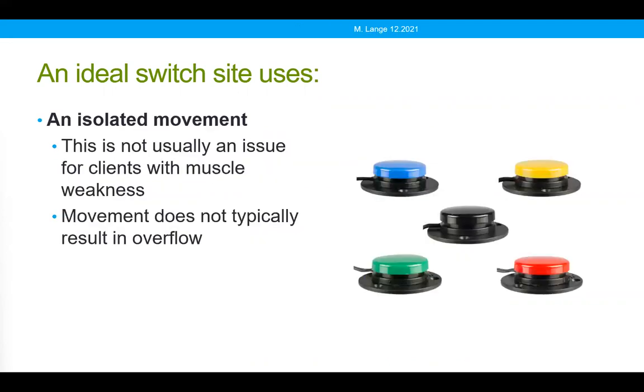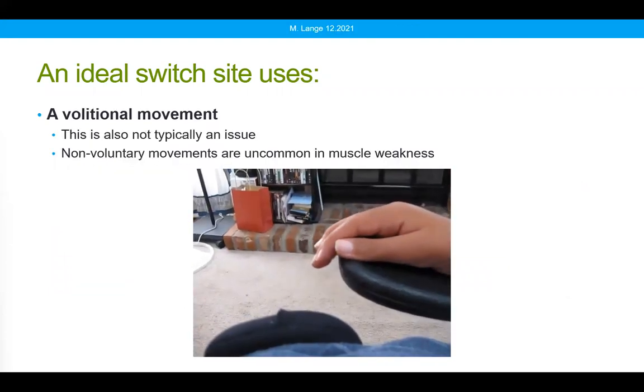Again, we want this isolated movement. Now, people with muscle weakness don't usually display patterns of movement and primitive reflexes that we see in other populations, like people with cerebral palsy. And we don't usually see overflow. In some of our clients, when they're trying to move in one area of their body, sometimes we see movement somewhere else. The body's trying to help that movement along. This is something we don't usually see in people with muscle weakness.